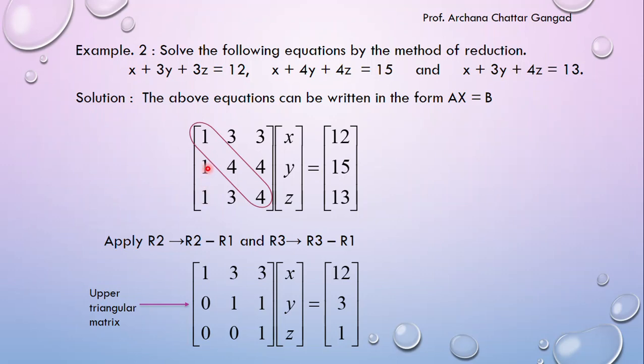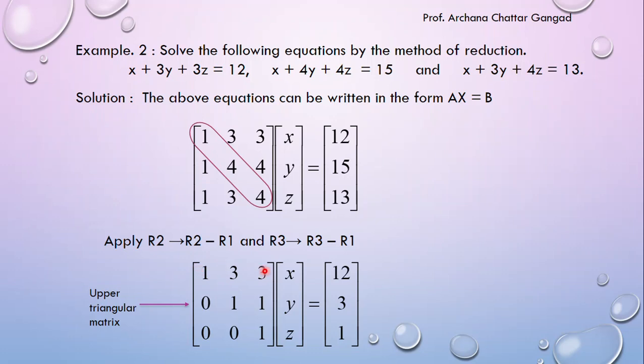So, R2 minus R1, it becomes 0. In the same way, in the third row it is also 1, so R3 minus R1, it becomes 0. These two row operations we are going to perform, and the same row operations we are going to perform on the right hand side also.